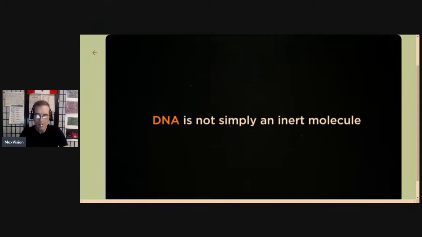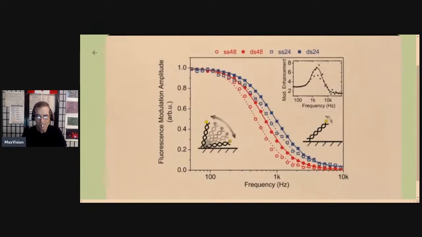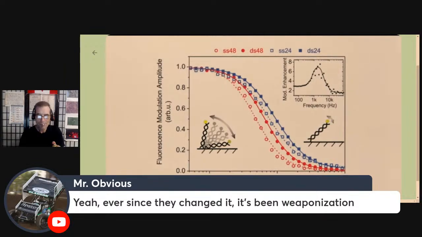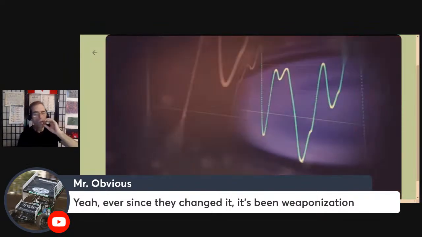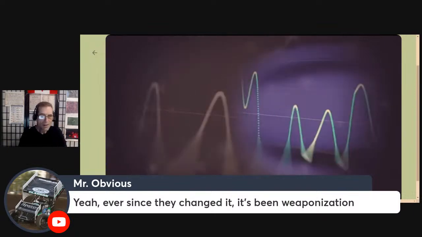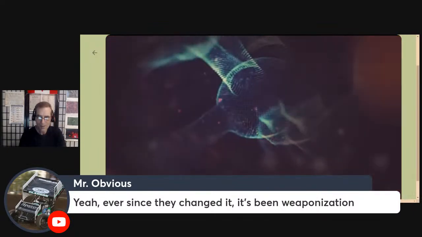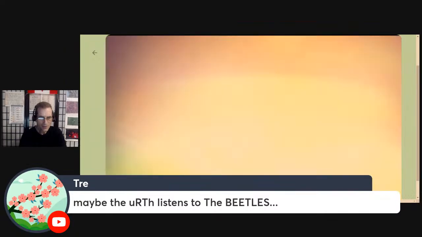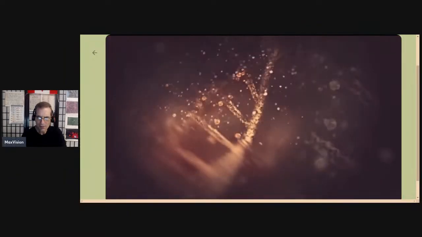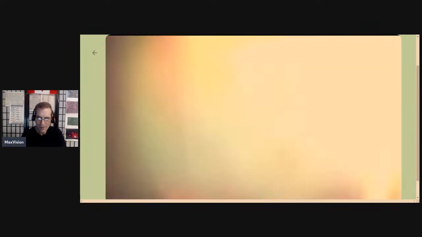When considering the impact of sound and vibration on DNA, it is crucial to recognize that DNA is not simply an inert molecule. Rather, it possesses inherent vibrational frequencies that contribute to its functioning. These frequencies play a crucial role in the stability and integrity of our genetic material. Disruptions or disturbances to these frequencies can lead to genetic mutations or alterations, which can have significant consequences for our health and well-being.